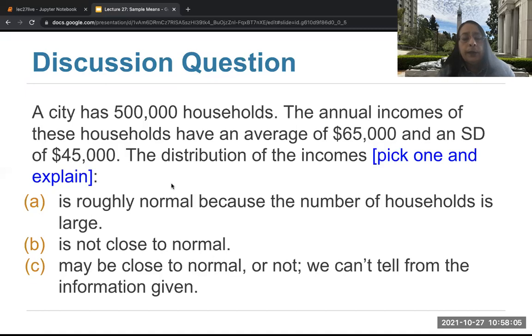Okay, so the question is, can households have negative incomes? And usually the income is not measured as a negative number. You can have net worth that is measured as a negative number.